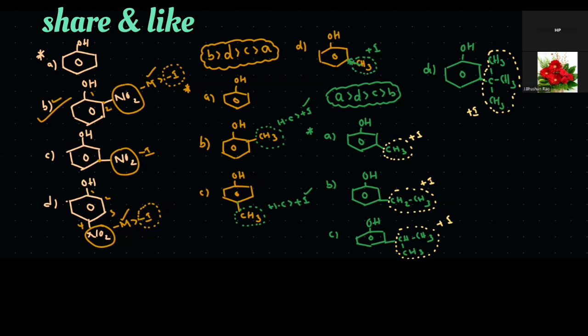So the acidic strength order for this is A is greater than B, B is greater than C, C is greater than D. This is the acidic strength order of this kind of molecules. This is very, very important. The next, another example we will discuss now.